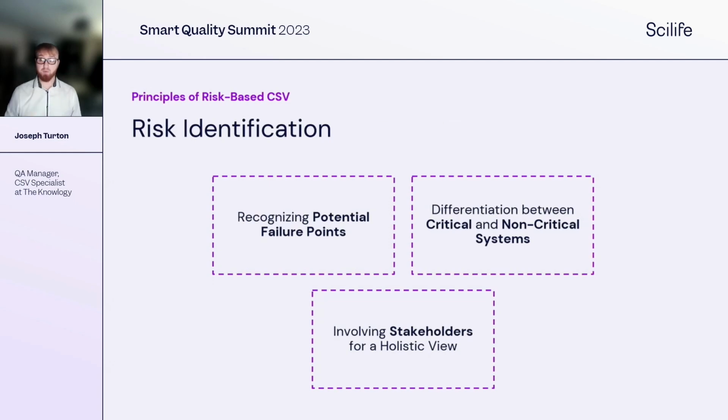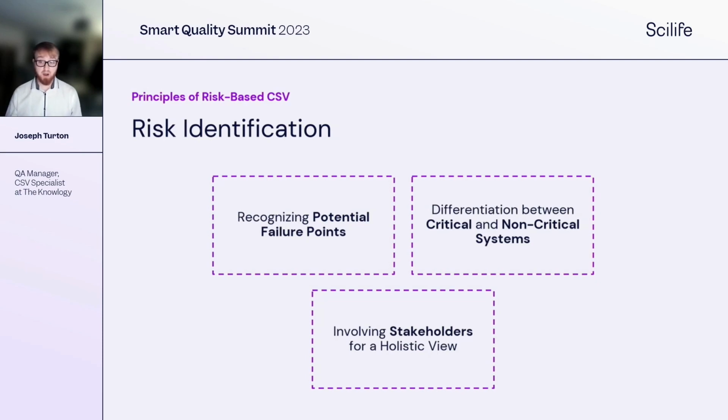The first step in any risk management strategy is to recognise where things can go wrong. This means diving deep into our system architecture, understanding every node, every transition point, every potential human interface. It's about asking the what if questions. What if the server fails? What if an unexpected input is entered here? By charting out these scenarios, we're setting the stage for a robust risk assessment.